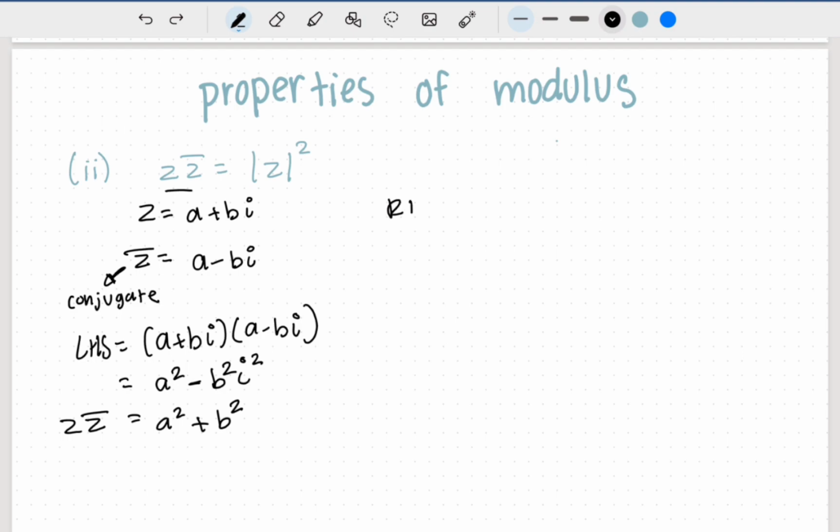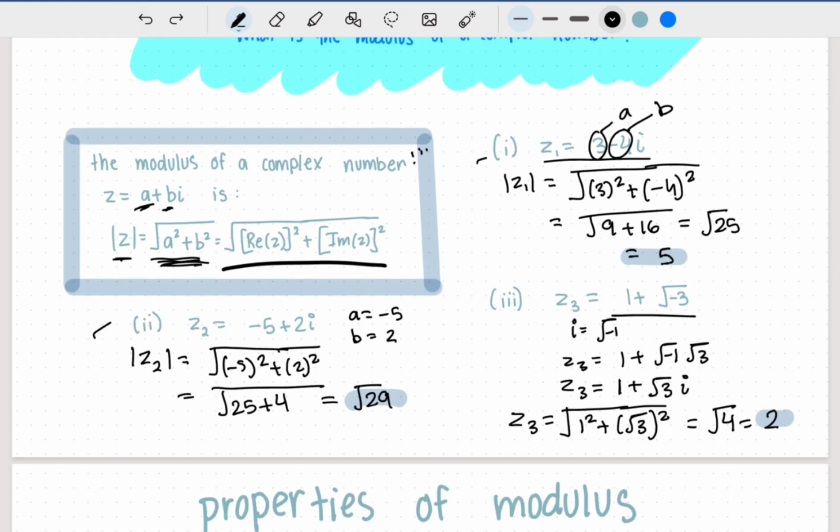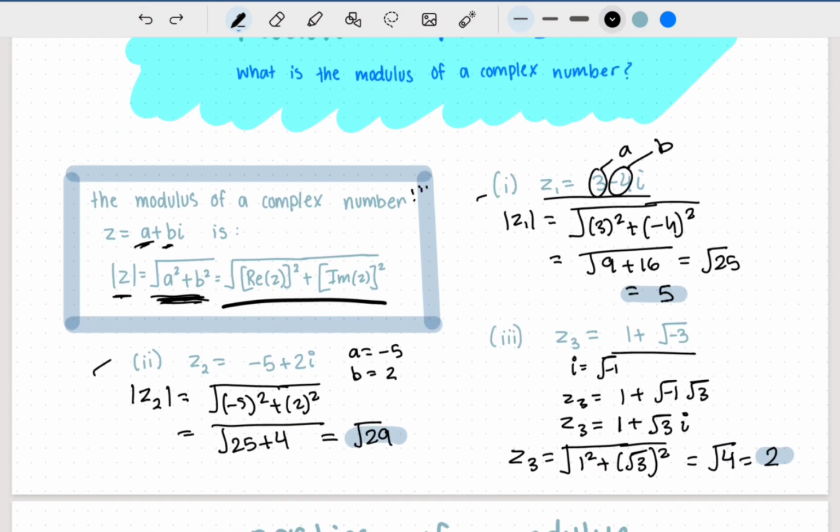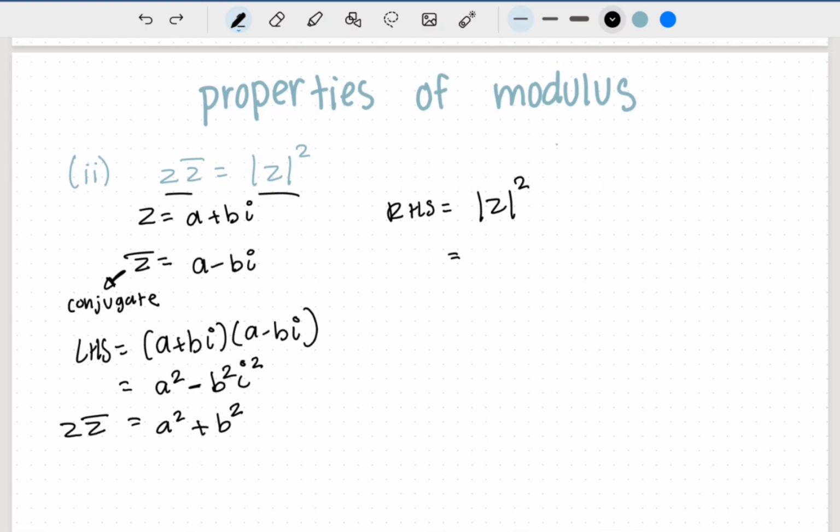So the right hand side, we know it's this. Let me just write it here. Let's first solve the modulus of z. From up here, we saw that the modulus of z is the square root of a squared plus b squared when our complex number is a plus bi. So that's basically the square root of a squared plus b squared, and this is only for the modulus of z, but the modulus of z is being squared, so this is squared. The squared and the square root cancel out, and you're left with a squared plus b squared.